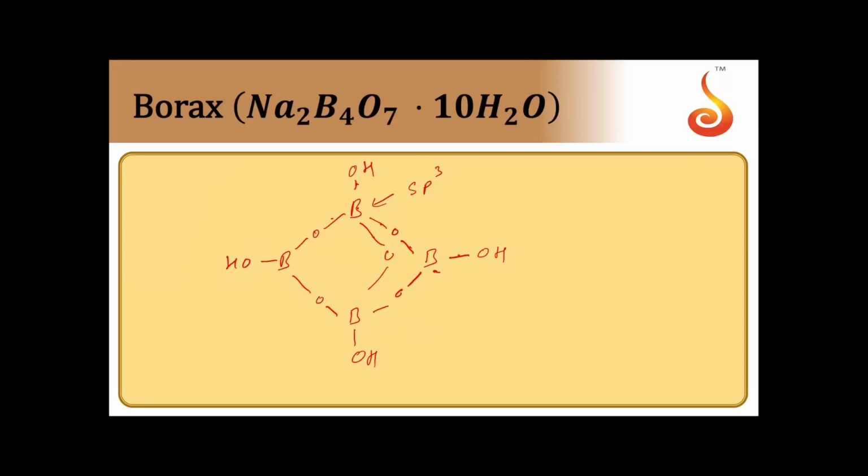1, 2, 3 bonds are there. And this boron undergoes only sp2 hybridization, meaning some boron atoms are tetrahedrally bonded and some of them are trigonal structures. And then we have Na2 here, dot. Similarly, 8 water molecules are there outside this structure.